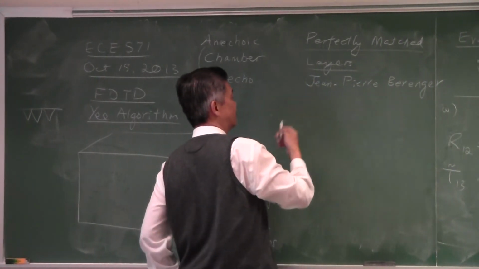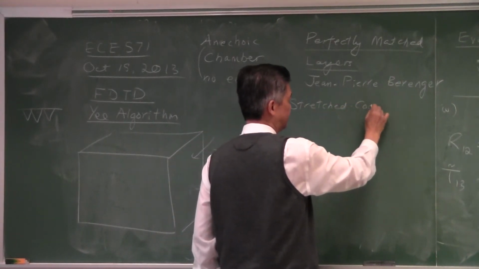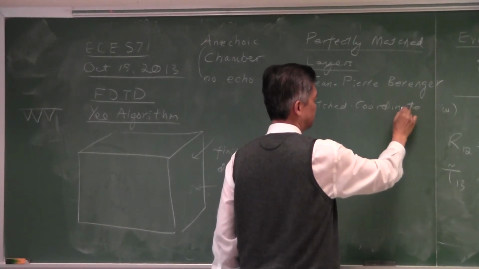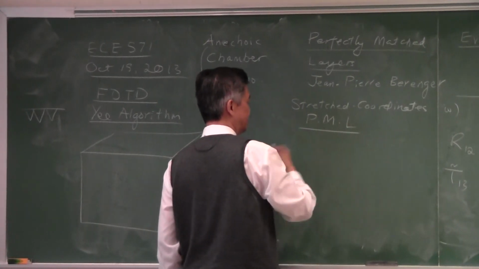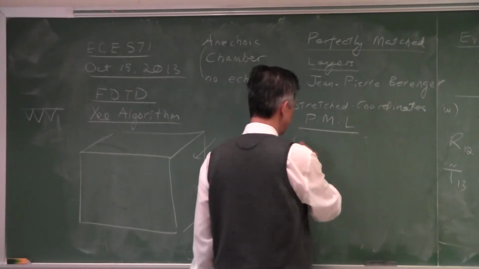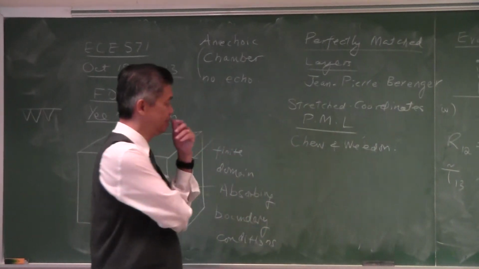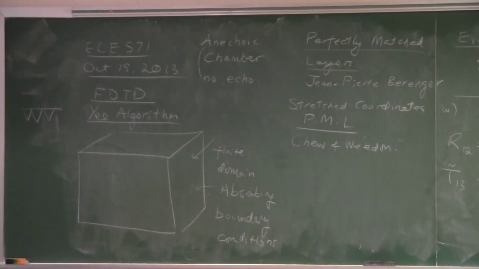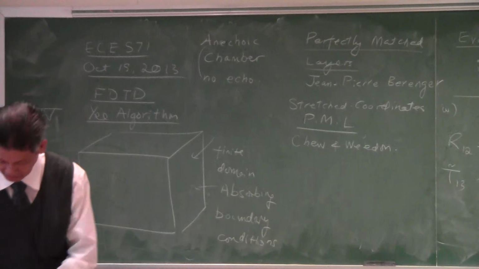But then I later found a way of describing this using a very succinct method called stretched coordinate PML. So I will describe this work then. It was written up first in a paper by myself and Whedon. Okay, and I'll describe this work today as to how we can use the stretched coordinate concept to design a perfectly matched layer. And the perfectly matched layer can be used as an absorbing boundary condition for a finite difference time domain simulation.